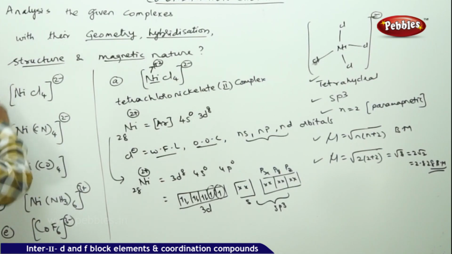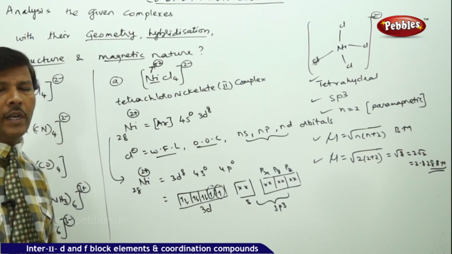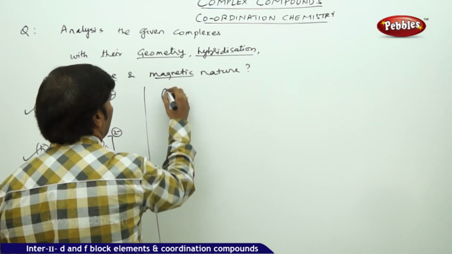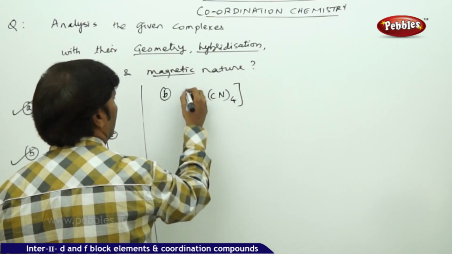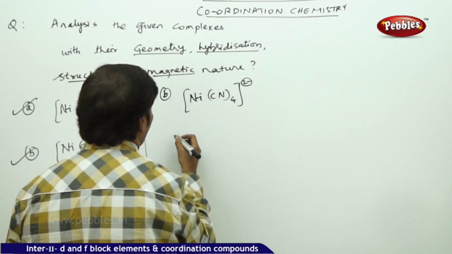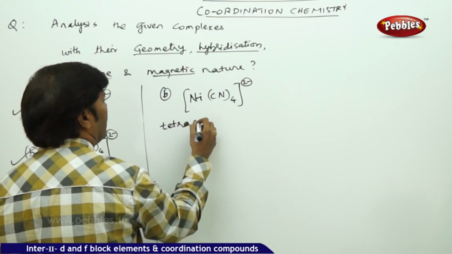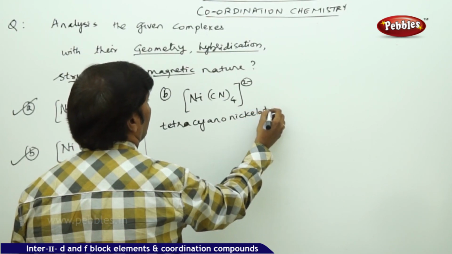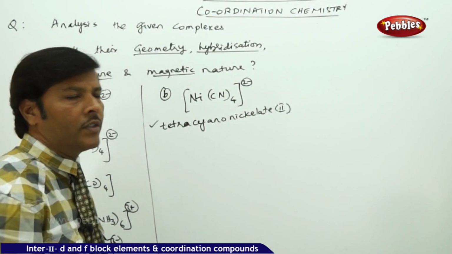So likewise we have to now do it for the tetracyanonickelate complex. So the first one is completed. Now we are going for the second one, that is the tetracyanonickelate anionic complex. So the nomenclature, this is tetracyanonickelate(II) complex, which is the IUPAC nomenclature.